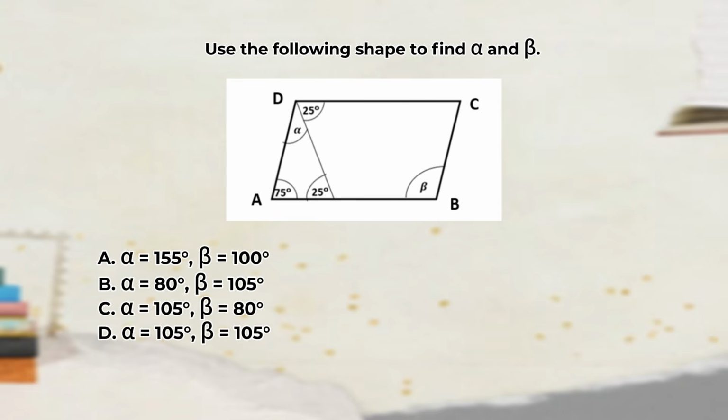Now let's try a geometry question. The diagram shows a shape with angles marked inside it. We need to find the values of alpha and beta. Pause here and try it. The correct answer is B.